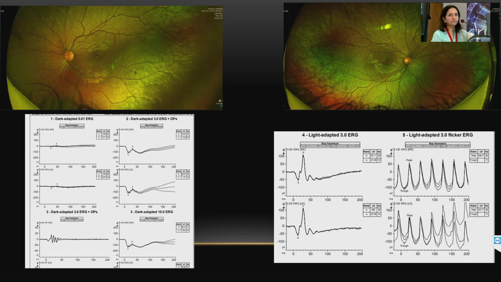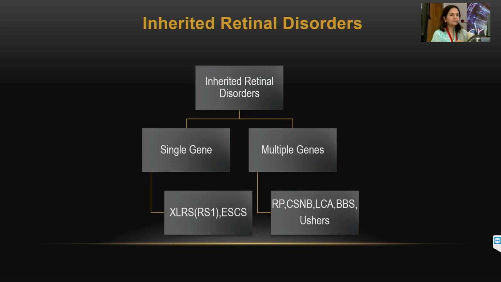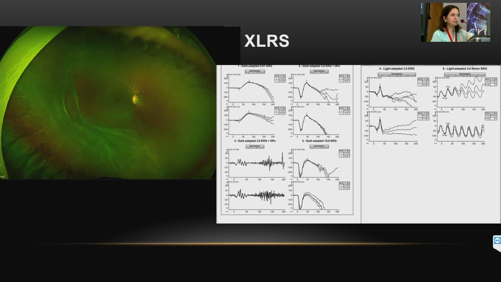So this is some beautiful phenotyping which leaves you with no doubt as to your diagnosis. So what about reaching the underlying gene? Can we do that? In some inherited retinal disorders which are caused by a single gene, you can actually do it. As I showed you with XLRS, you know that the underlying gene defect is RS1, so you need not ask the patient to undergo any genetic testing.